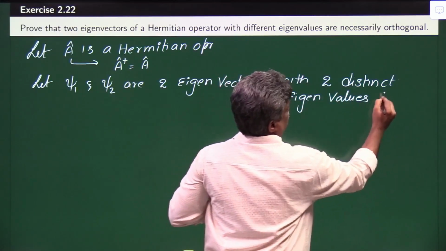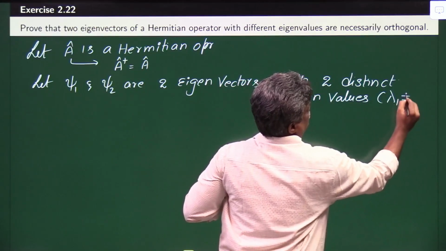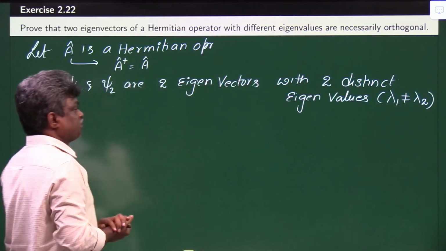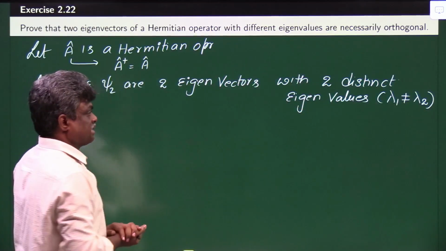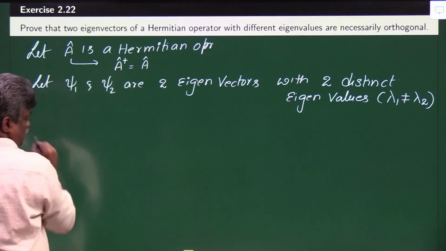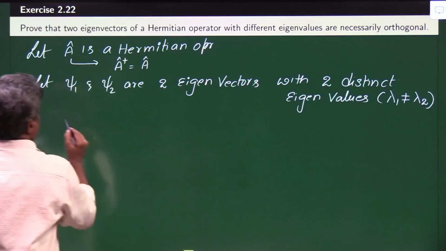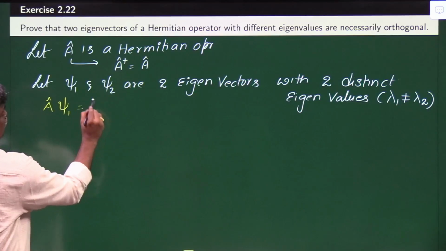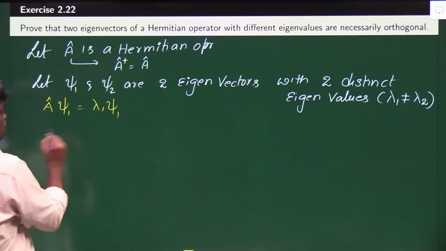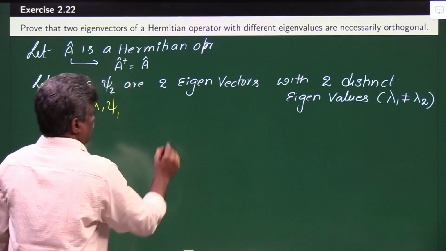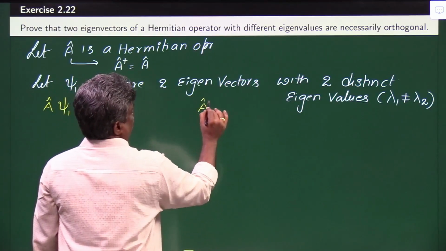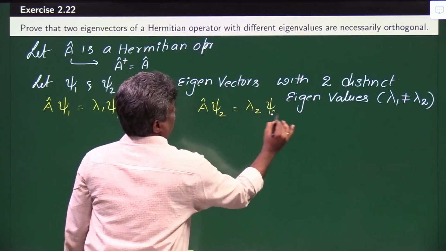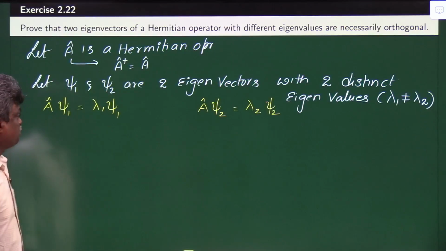So what is the meaning of distinct eigenvalues? Remember, this lambda1 and lambda2 both are not equal. That means non-degenerate. Okay, so let me write the eigenvalue equation corresponding to A. A operates on psi1, we got lambda1 psi1. This is our first equation. And the second equation, A operates on psi2, we got lambda2 psi2. This is our second equation.